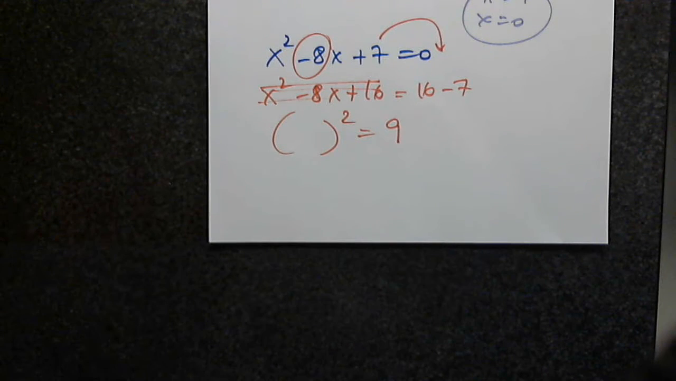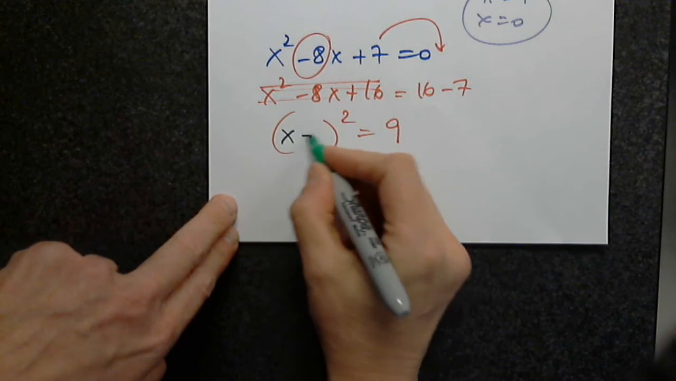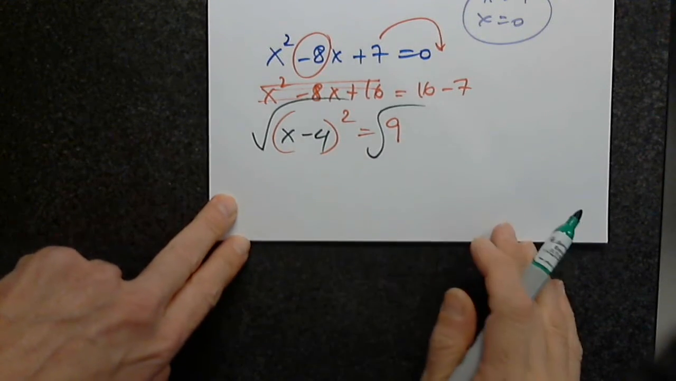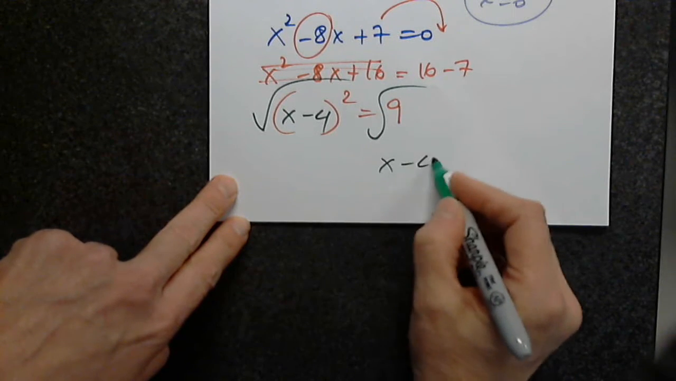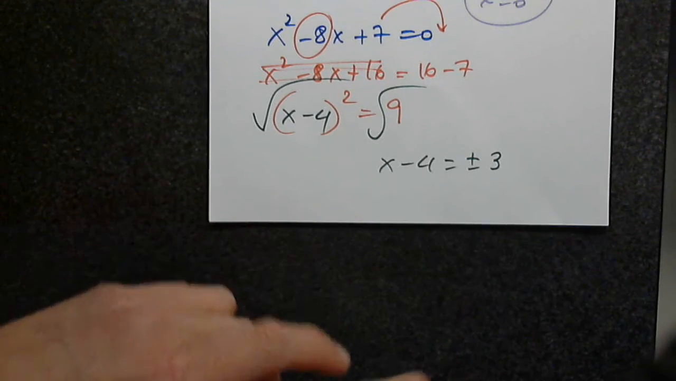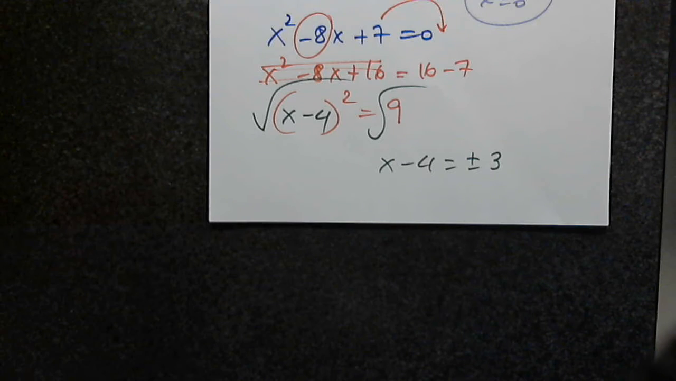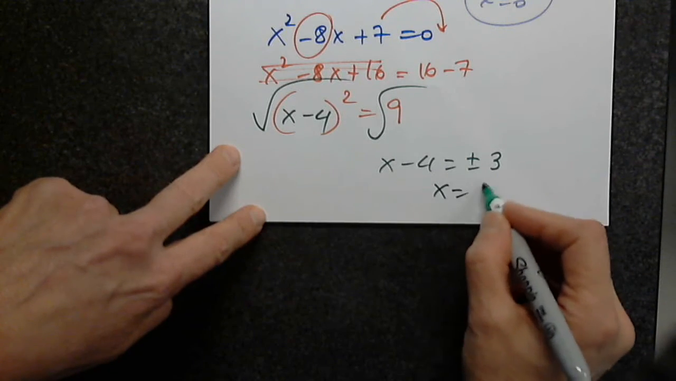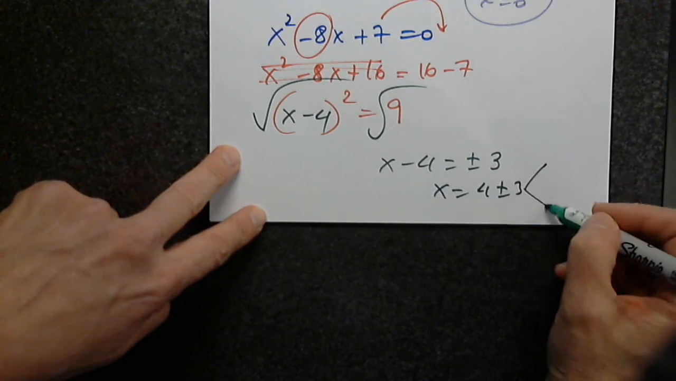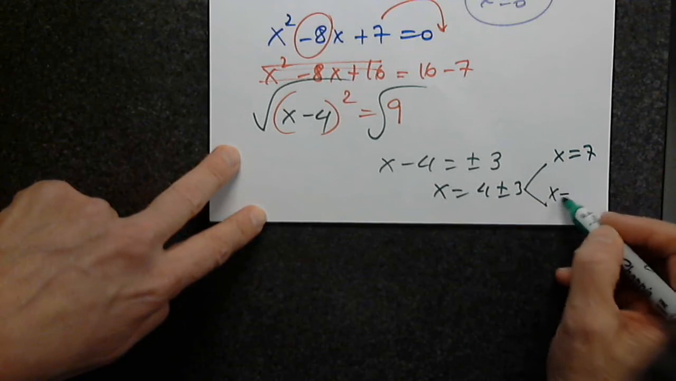So what do we have on the left? Can anyone tell us? x minus 4. Of course, what we squared to get 16. And now I have to take the square root. And this is x minus 4 equals plus or minus 3. And of course, we move negative 4 to the other side, it becomes positive 4. And we get 2 options, 7 and 1, indeed.